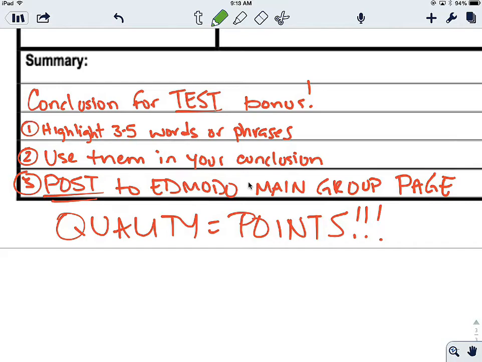Post that to Edmodo in the main group page. Let's not put that into any of our small groups. Let's put that in the main group page. And if you do that, I shall give you test bonus points, where the quality of your response corresponds to the number of points you'll get.